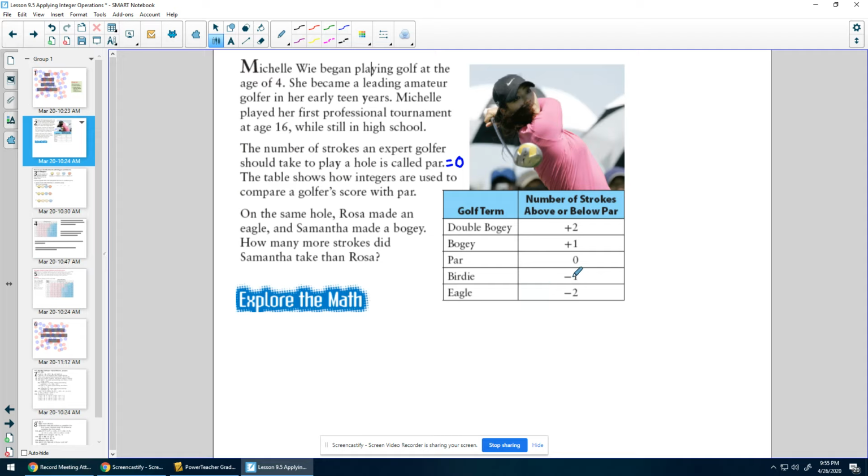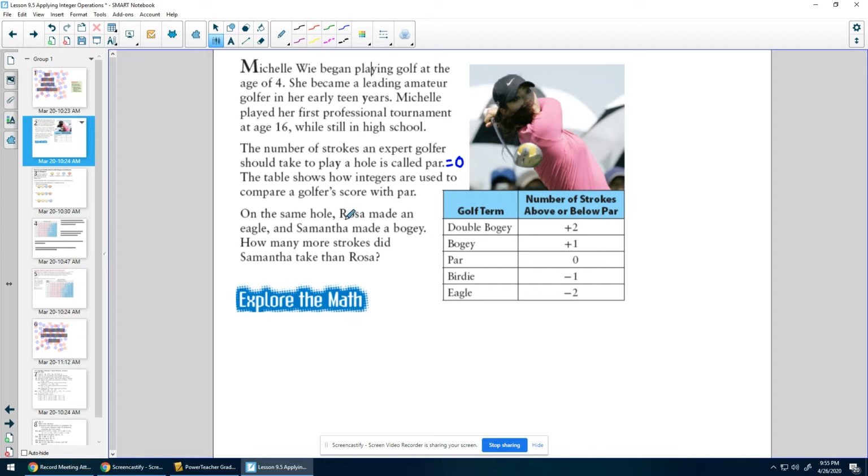So in golf, you want to get negatives. You want to be in the negatives. That means you have a better golf score, because it means it's the less shots you took to get the ball in the hole. And if you're in the positives, like bogey, double bogey, and so on, that means it took you more shots to get the ball into the hole.